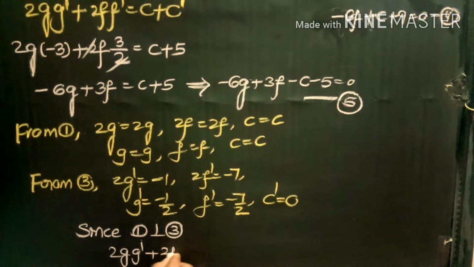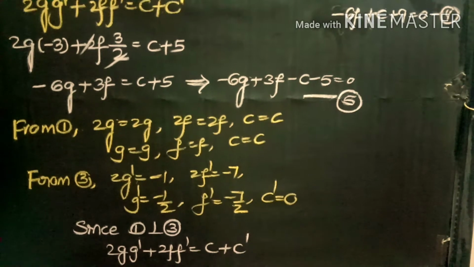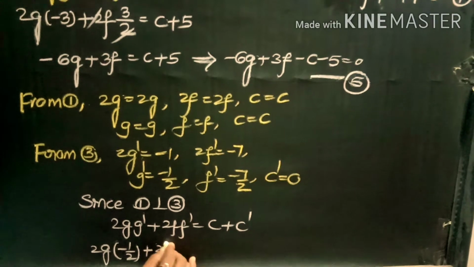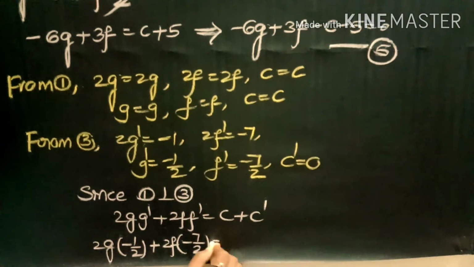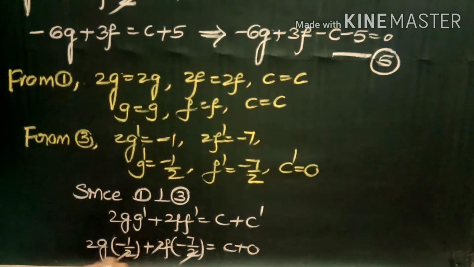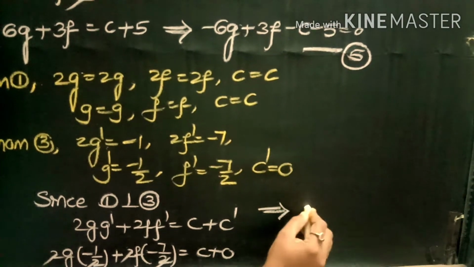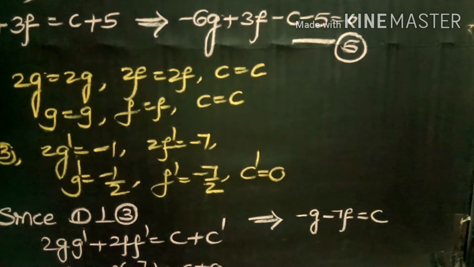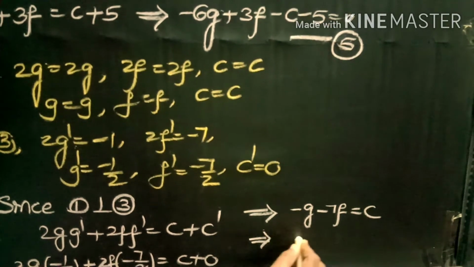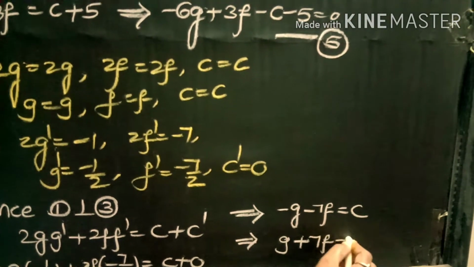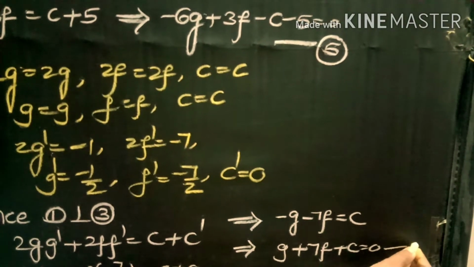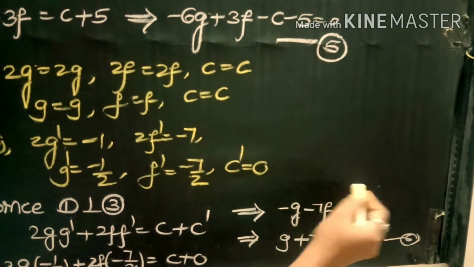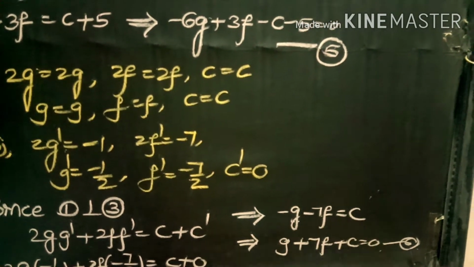2g g dash plus 2f f dash is equals to c plus c dash, that is 2 into g into minus 1 by 2 plus 2 into f into minus 7 by 2 is equals to c plus 0, which implies minus g minus 7f equals to c, that is g plus 7f plus c is equals to 0. Say equation 6. Writing these two negative terms to that side becomes plus values, g plus 7f plus c equal to 0, which is equation 6.